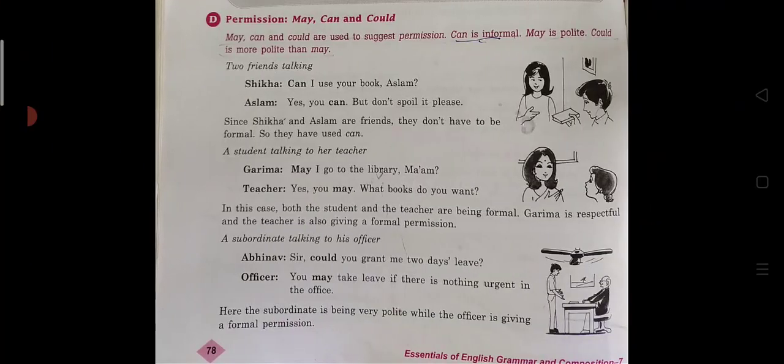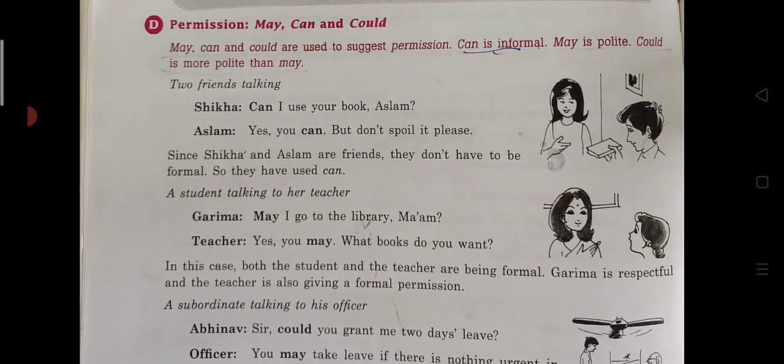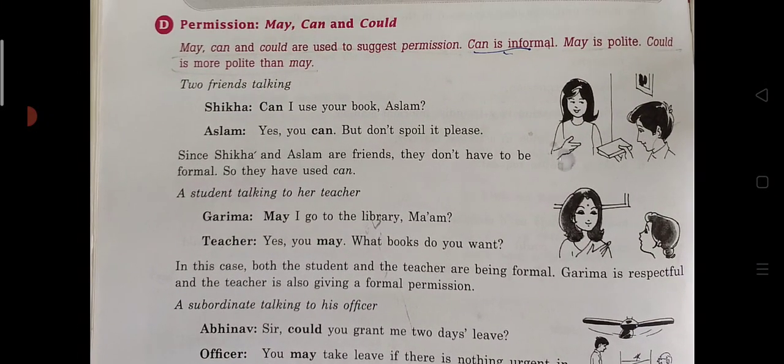Now let us come to the first type of modal, which indicates permission. We are using three modals for indicating permission, that is may, can and could. Now let us see what difference there is in the usage of these three words used for permission. Can is informal, may is polite, could is more polite than may.